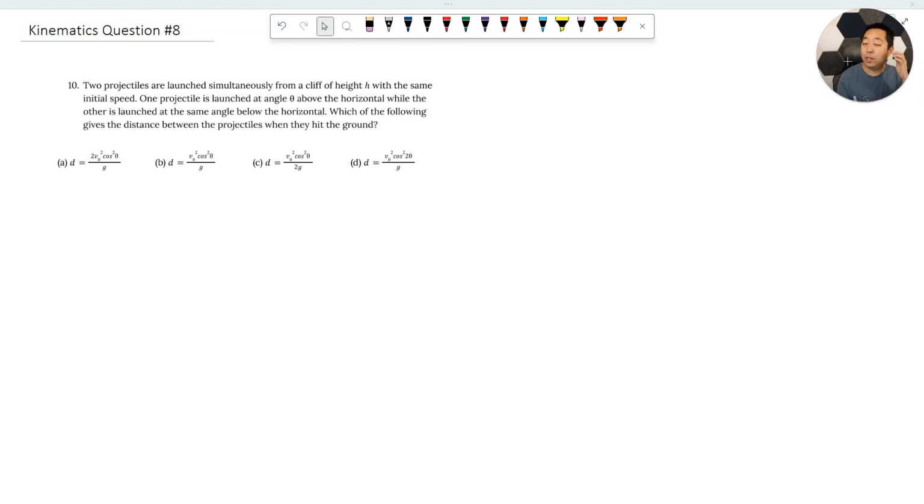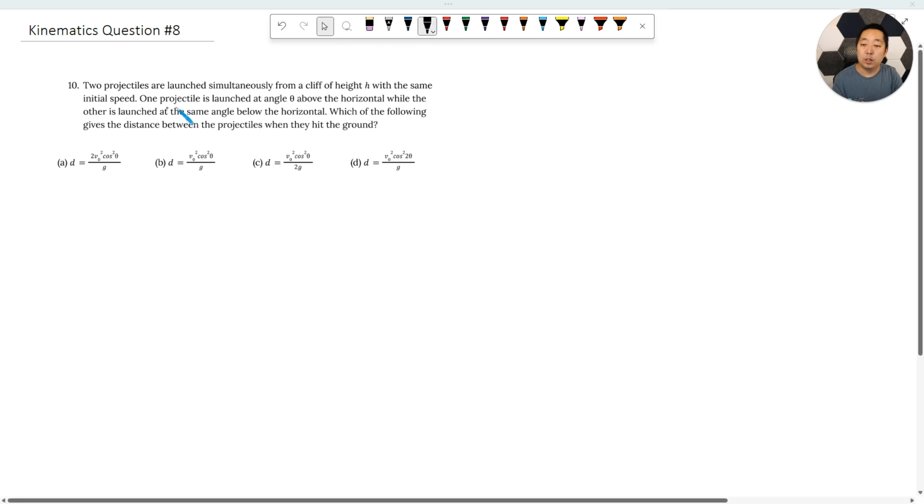All right, so here's a question that a student asked, and I thought it was useful to just walk through it because this illustrates a lot of the good parts of the process of breaking down a problem, especially with projectile motion. So we have projectiles launched simultaneously from a cliff of height h.